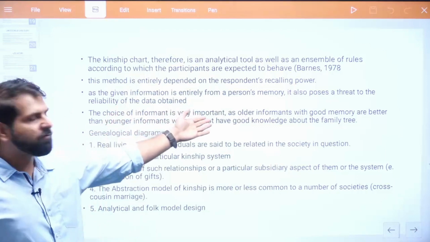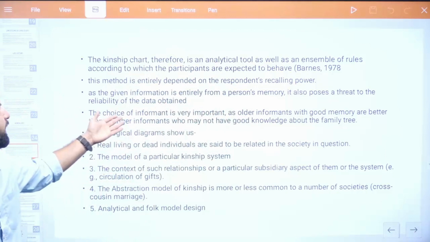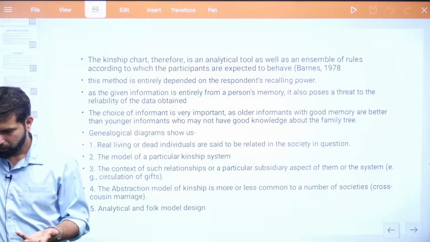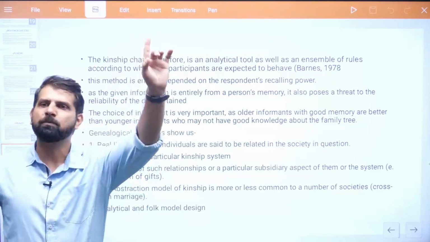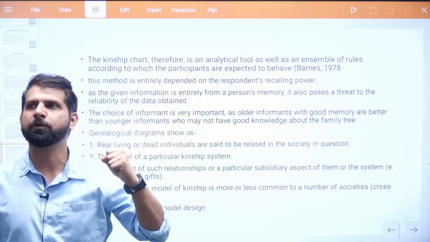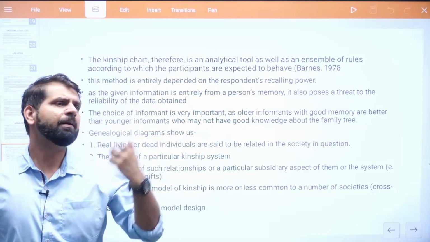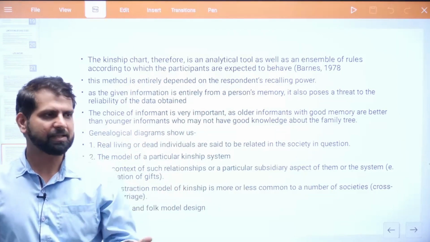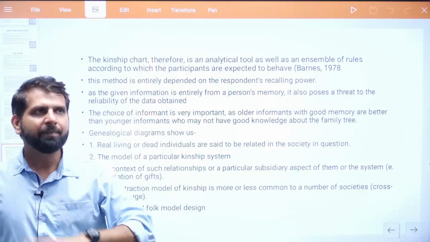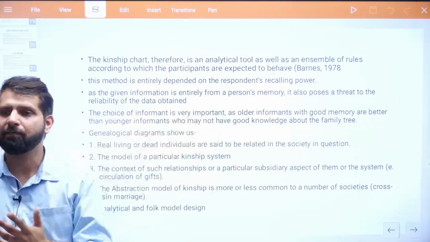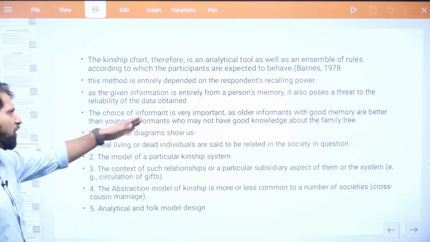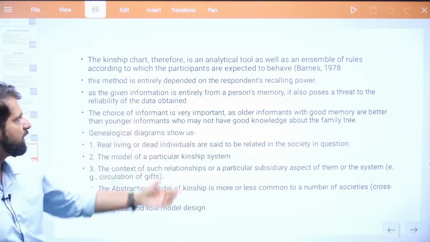Because the information comes from a person's memory, it also poses a threat to reliability. In certain tribes who have mythical ancestors, they will trace their descent to their totem, or there are clans that trace their lineage to some demon, like the Asura clan, which traces its lineage to Ravana. So there might be doubts about reliability, whether they are speaking right or wrong. Simple fact. Choice of informant, I have told you again: people with good memory and good understanding.